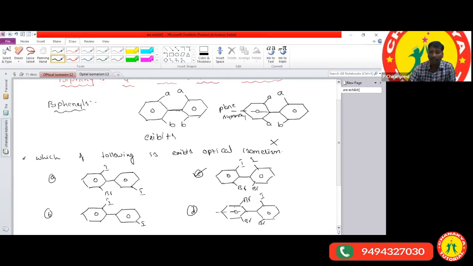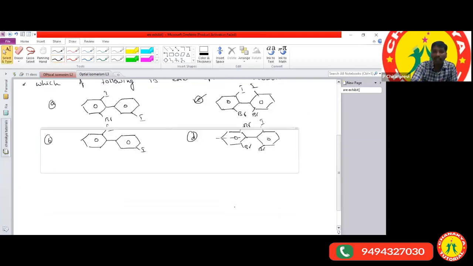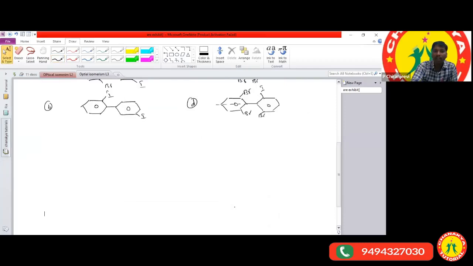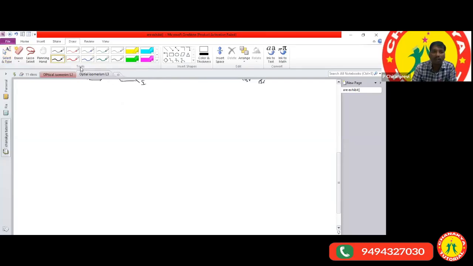Is that clear? I'll give one more example. Allenes also exhibit optical isomerism, which we call allenes. Carbon double bond C, C double bond C. If the double bonds are present like this, we call it an allene. Sir, by seeing the double bonds, you may get a doubt.